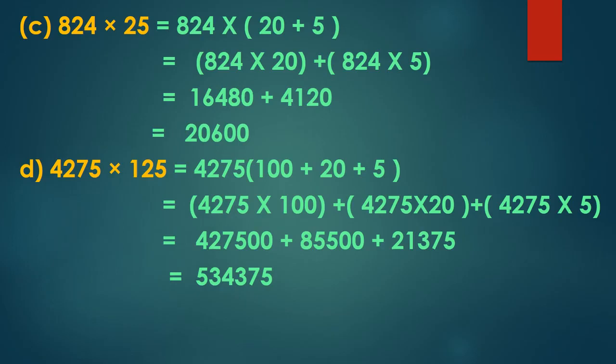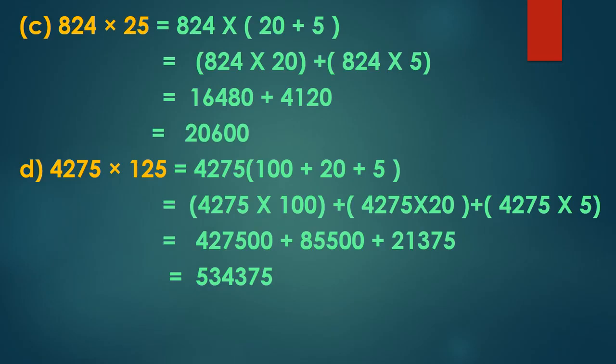Now see its last part. 4,275 multiplied by 125. Now see, if we write 125 as 100 plus 25, it will not make our calculation easy. So how will we write 125? We will write it as 100 plus 20 plus 5. This is only the expanded form of 125.